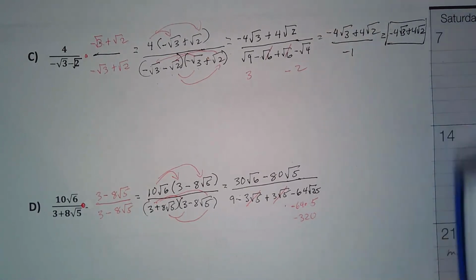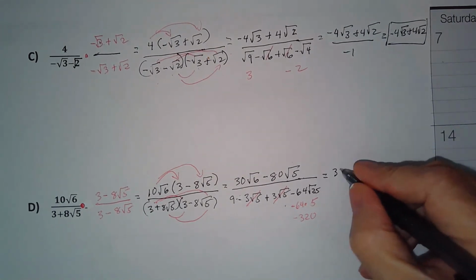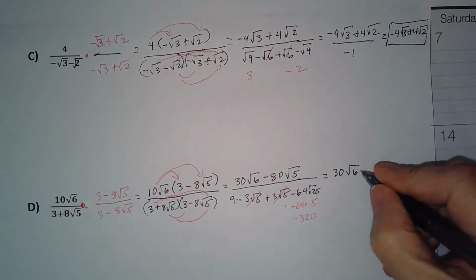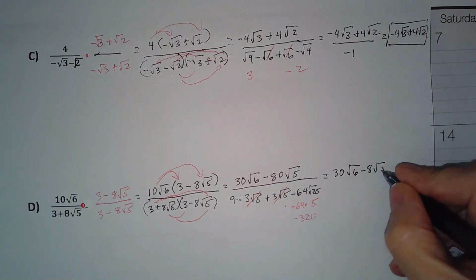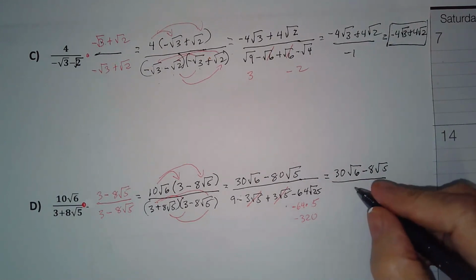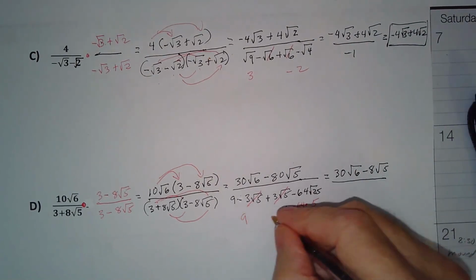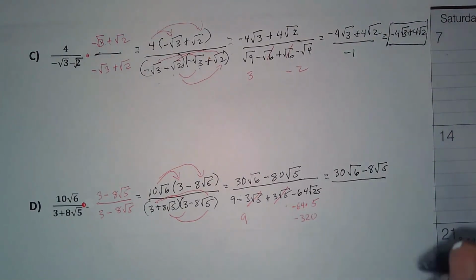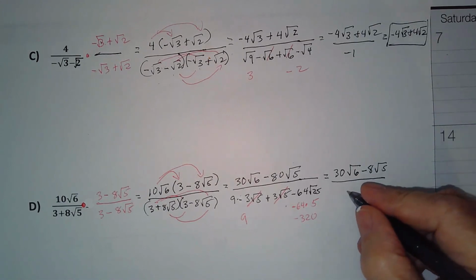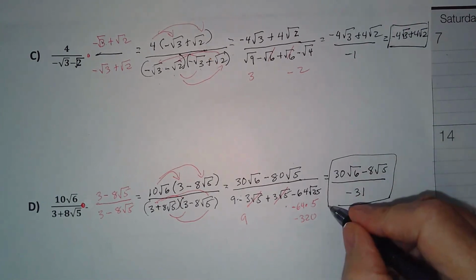All right? So let's move along. So this is 30 square root of 6 in the numerator minus 80 square root of 5 divided by, and this is negative 320. But we had this 9 over here. So we had the 9. Let's bring the 9 over. 9 minus 320 is negative 311. And there's your answer. Okay.